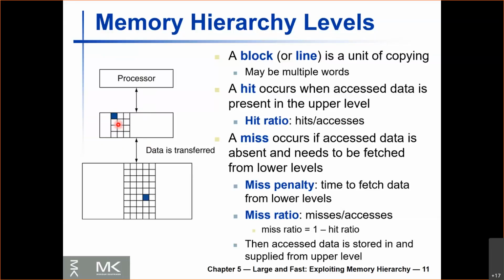So someone's asking, a hit is when the data is already available in the upper level. Yeah, so a hit in a level is when the data is present in that level. And if the data is not present in that level, then we have a miss at that level. So for example, if the data is present here, but not present over here, then we say that we have a miss over here, and then we have a hit over here. Okay?